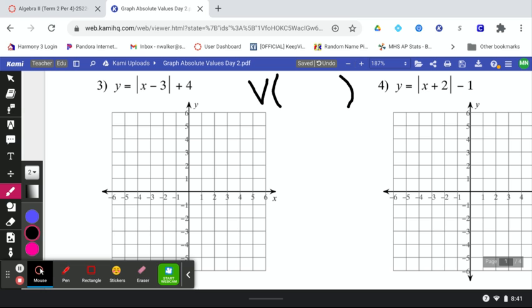So which number are we looking at, the 3 or the 4? Which one deals with x? The 3. Now we see a -3 in the equation, so what will it be for the graph? A +3. So this deals with our x. This one here deals with our y. Now I'm adding 4. So our vertex is +3, +4. We only change the sign on the x coordinate.